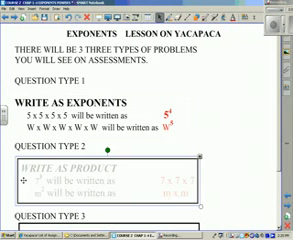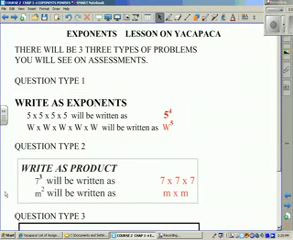The second type of question we're going to see on the review will be write them as a product. That means we're going to see the exponent, such as 7 to the 3rd power, and we're going to write that as 7 times 7 times 7. We are not going to multiply it. We are not going to answer it. That's a different type of question.